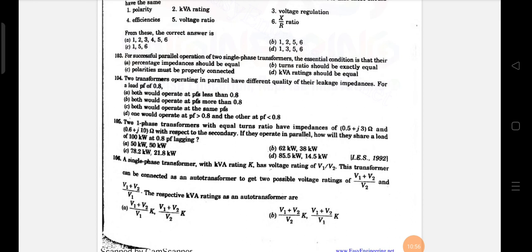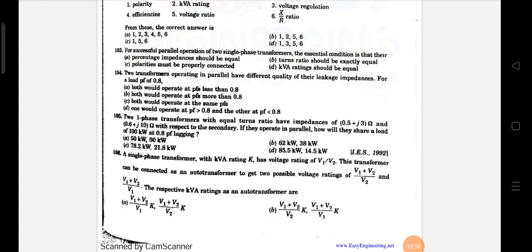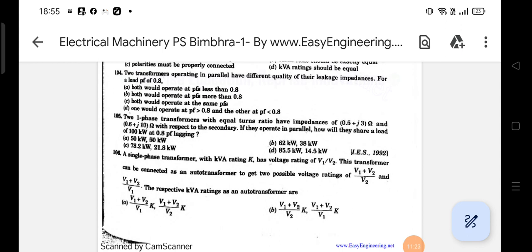From B, C, D, we have to use the formula: KVA is inversely proportional to impedances. That means KVA1 by KVA2 is equal to Z2 by Z1. You will get the KVA1 and KVA2 relation. If you substitute the values in that equation, you will get the answer as approximately 105, right? Third one is correct. Next.